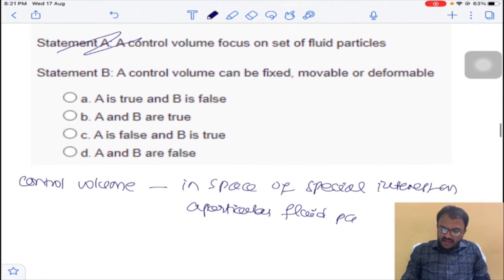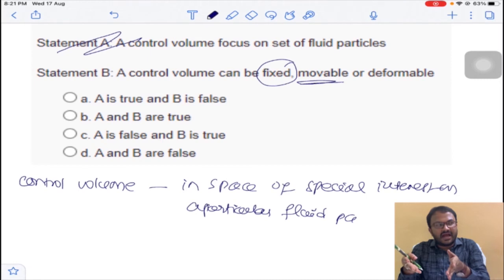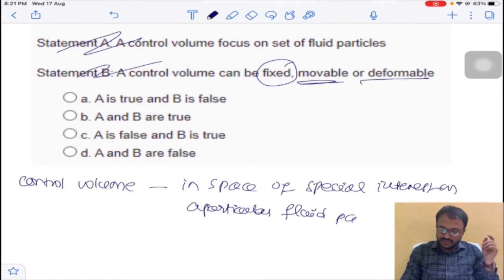Option A is correct. And obviously, a control volume may be fixed, or it may be movable, or it may change with time. So both A and B statements are correct. Option B for question number 8.